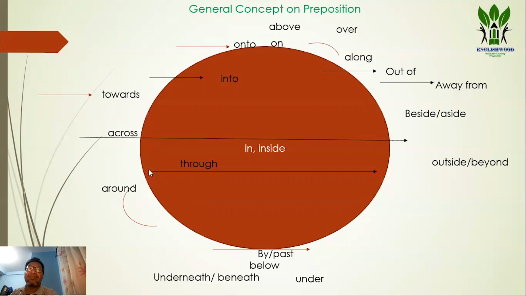And if something passes within, then through. I'm passing through the jungle. And if something passes from one end to another end, that's across. He swam across the river. This is also the general concept of prepositions.